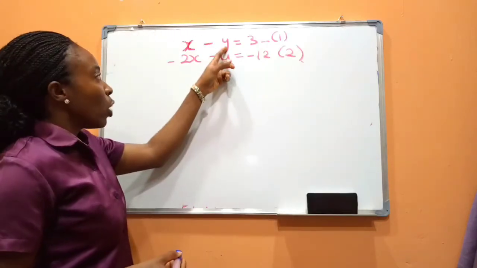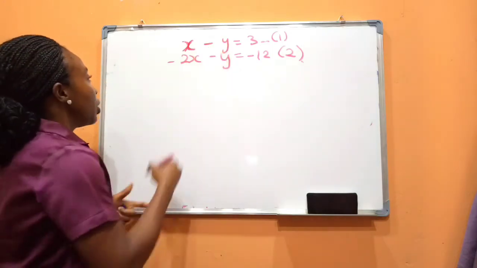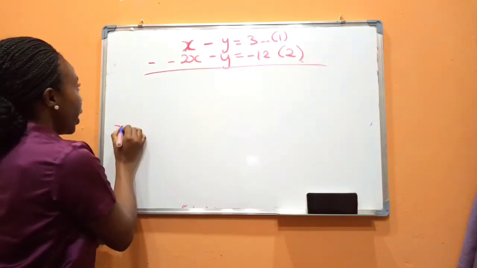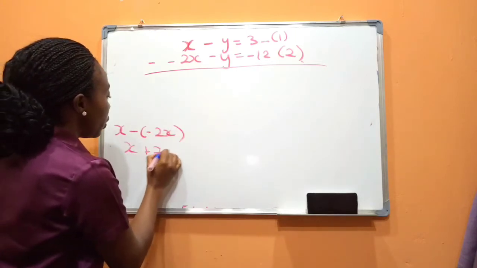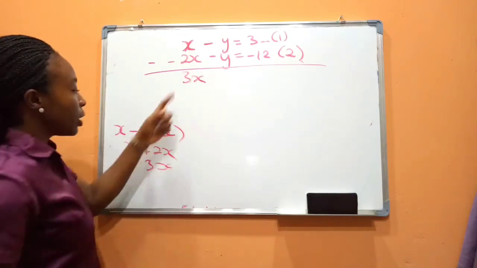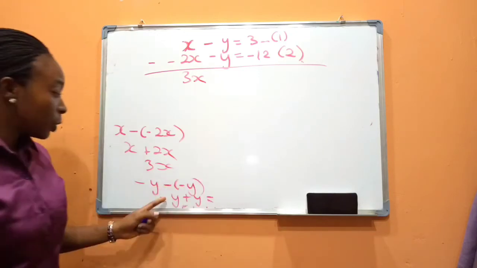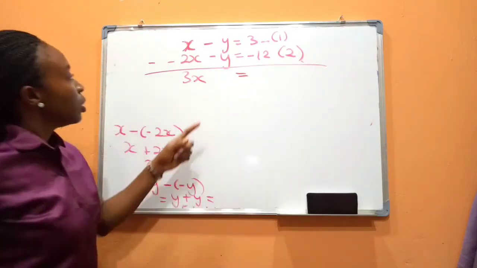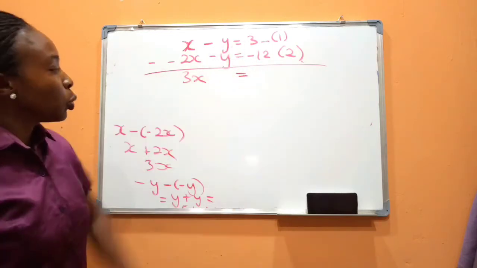Since we have y and y here, there's no need to multiply any number to equate it. y and y is already equal. So we simply introduce a minus sign. So we are going to have x minus minus 2x, so we have x plus 2x, which is what? 3x. So we have 3x here, and then minus y minus minus y gives us minus y plus y, which is 0, nothing, so we write nothing here, and then we have 3 minus minus 12.